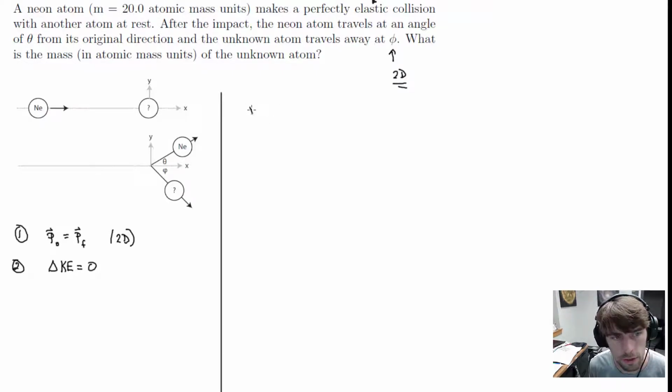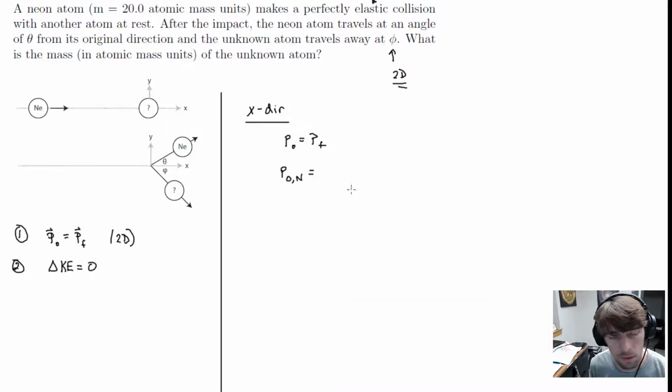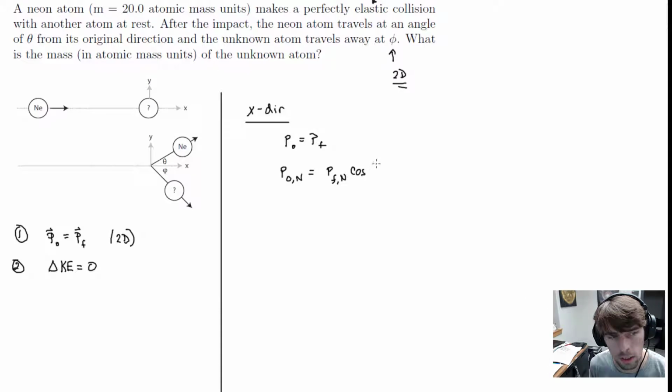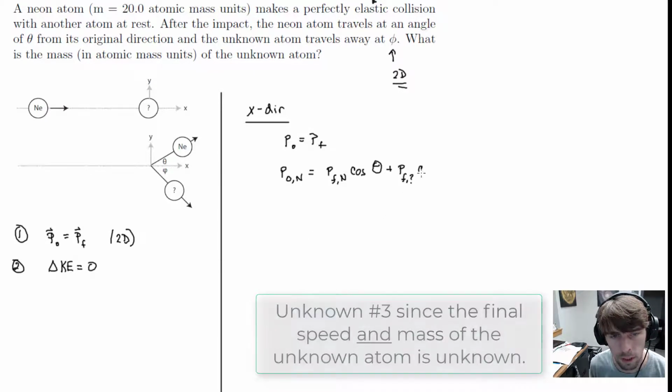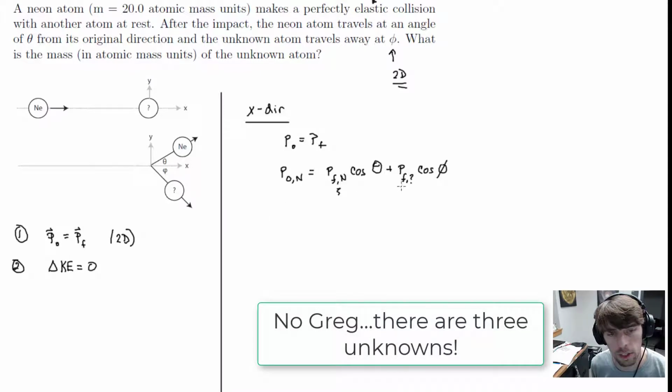Let's start with the x direction. Go ahead, take a minute, write down the equation, and I'll go for it myself. We have P naught, the initial momentum, equal to the final momentum. The initial momentum, I'll use N to represent the neon atom, and I'm just going to leave it in terms of momentum, and hopefully you'll see why in a minute. Sometimes it's easier to leave it like this. That is set equal to the final momentum of the neon times cosine of theta, plus the final momentum of the unknown particle, which I'll leave as question mark, times cosine of phi. You'll notice I have two unknowns here, those two momenta.